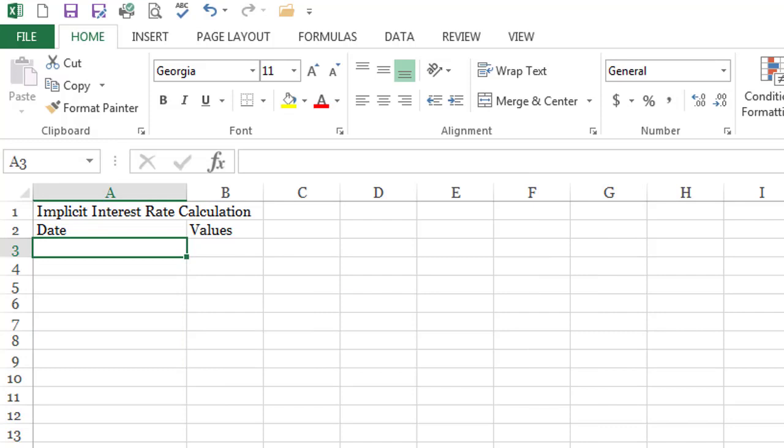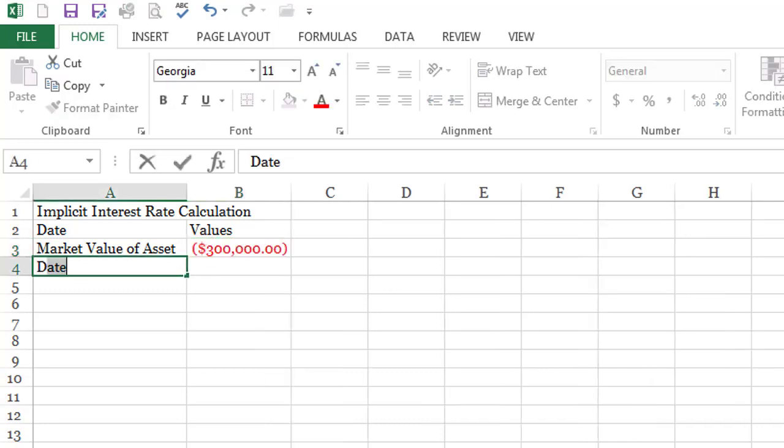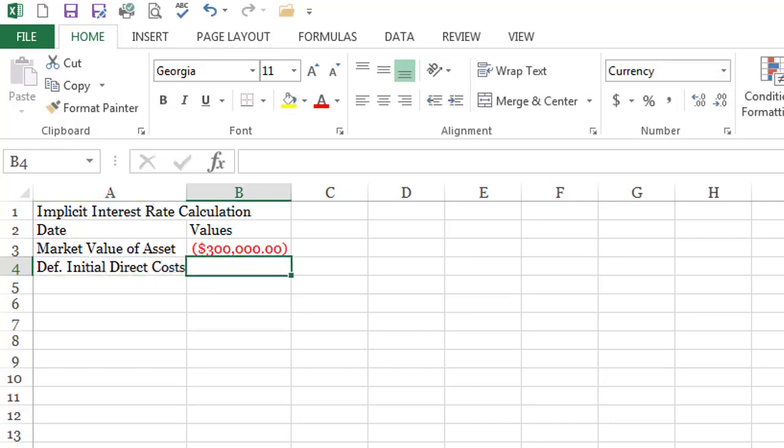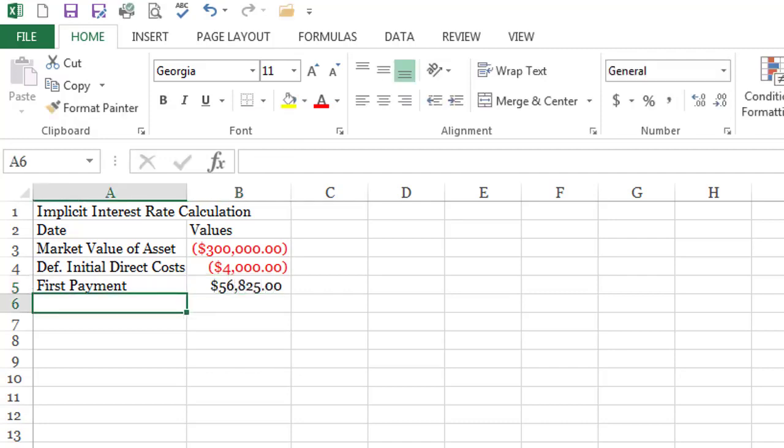The initial value, we are giving to the other company as the lessor the market value of the asset. So we'll put that in as a negative 300,000. Next, we have these deferred initial direct costs. And that would be a negative 4,000 because I'm paying those costs right now. And then the company is going to pay me today, first payment. And we said that would be $56,825. That's what they're going to pay us.